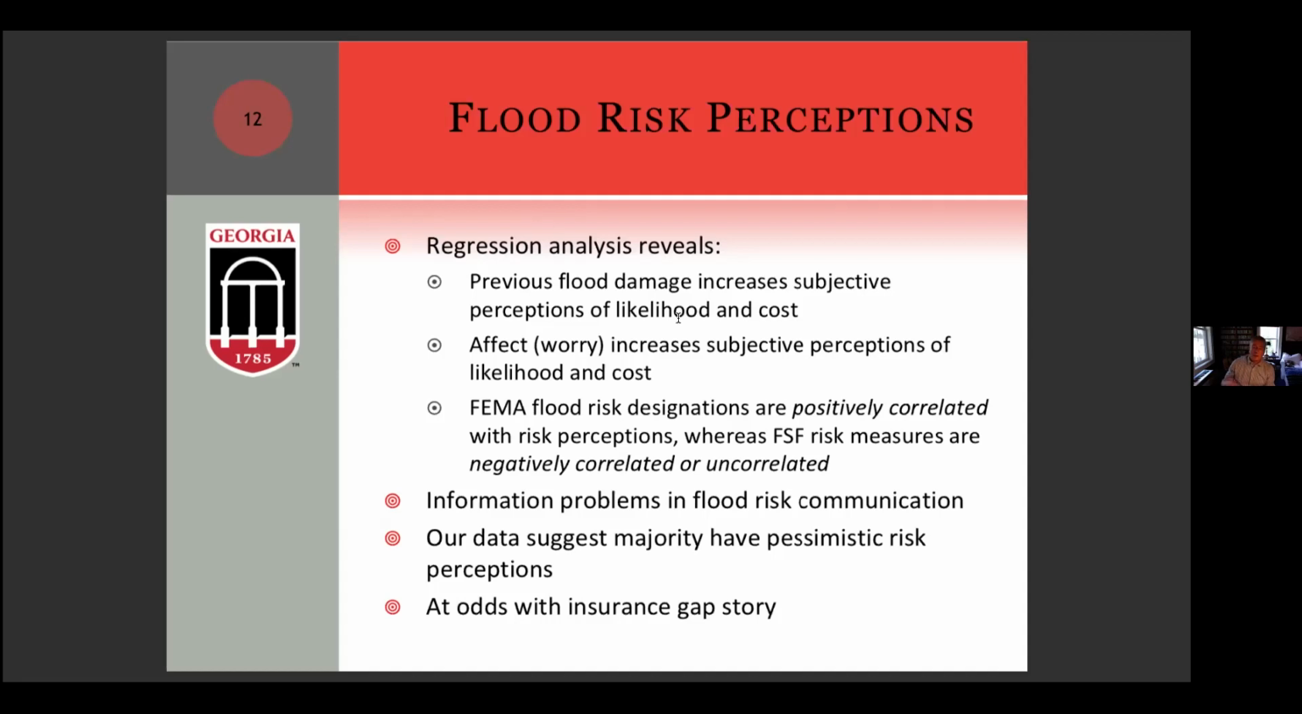So in general, to summarize a little bit of this, we find there are information problems. And what's a little bit strange is that our data suggests that most people have pessimistic risk perceptions. So they tend to think things are worse than they are. And this is really at odds with the insurance gap story, because you would think if their perceptions were that flood risk is high and the consequences are terrible, they would be more likely to take up flood insurance, and that doesn't quite fit the story.